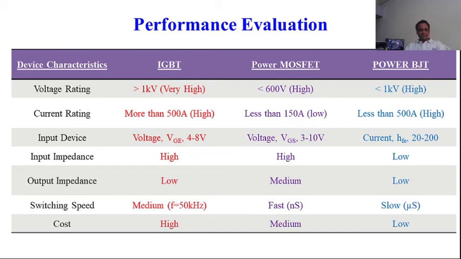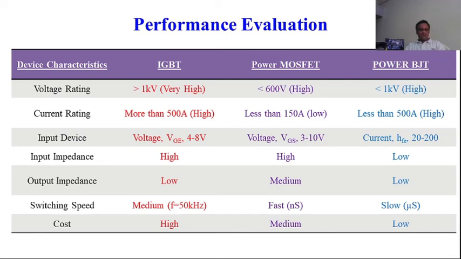Input for the IGBT is VGE, the gate to emitter voltage, which has a range of 4 to 8 volts. The power MOSFET also requires a voltage, that is the gate to source voltage, and its range is about 3 volts to 10 volts. On the other side, for the power BJT, the parameter is HFE or beta. Base current is decided by HFE, and it varies from 20 to 200, because beta is equal to IC, the collector current, divided by base current. So accordingly you will choose as per your need.